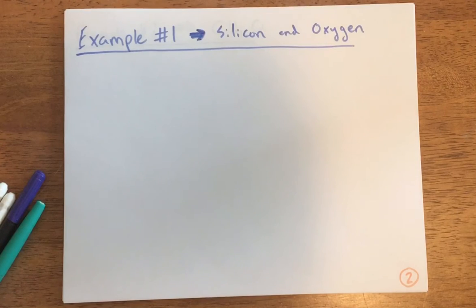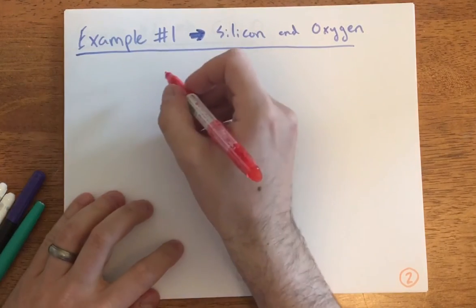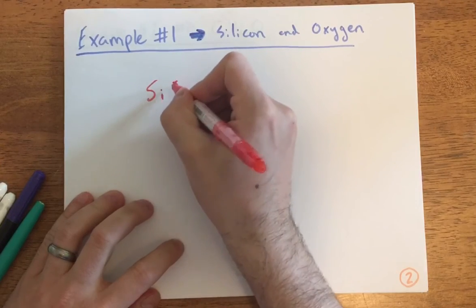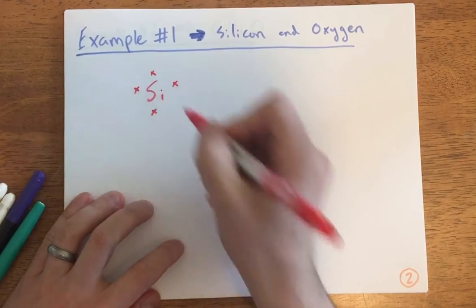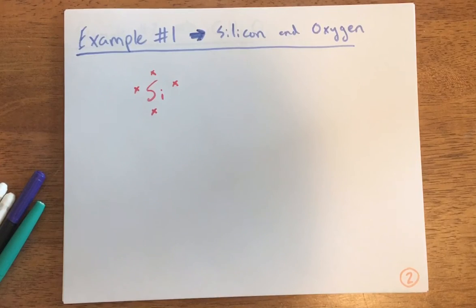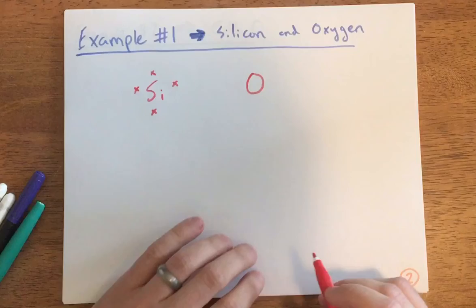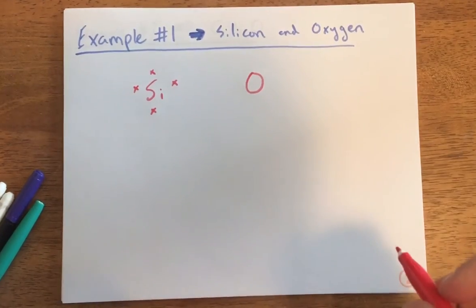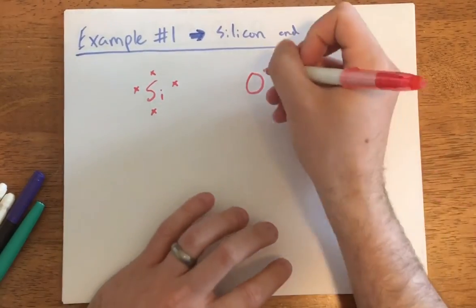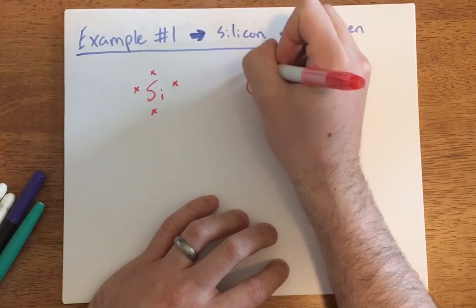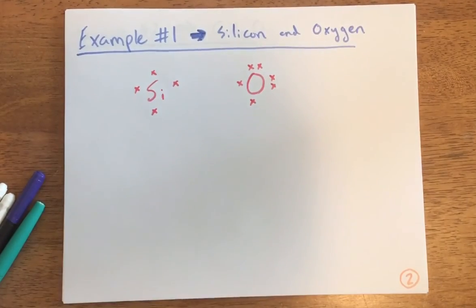Okay, so let's take a look at an example. Let's take a look at silicon and oxygen. I'm going to draw the Lewis dot structures for these first. If we look on your periodic table, silicon has 4 valence electrons. It's just below carbon. So silicon's Lewis dot diagram looks something like this. Oxygen has 6 valence electrons, and therefore its electron dot diagram looks something like this. So oxygen has 2 electrons that aren't paired up, and silicon has 4.